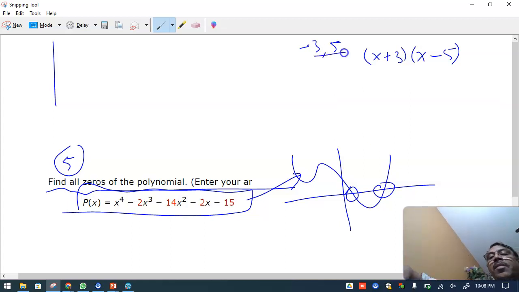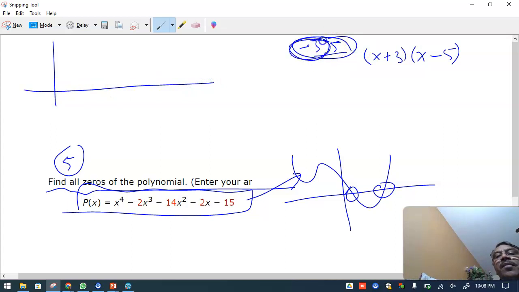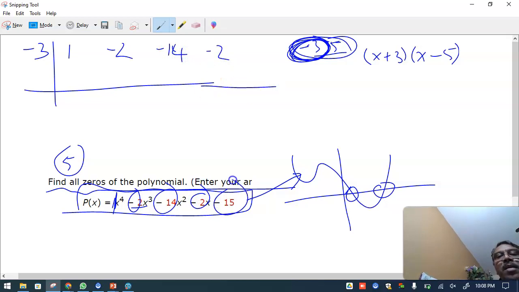All we need to know is what are the other two zeros. So let's start with the first one, minus 3. Write that minus 3 right here. And the coefficients: 1, minus 2, minus 14, minus 2, and minus 15. Okay, let's check. It has to be a factor. The remainder has to be 0.